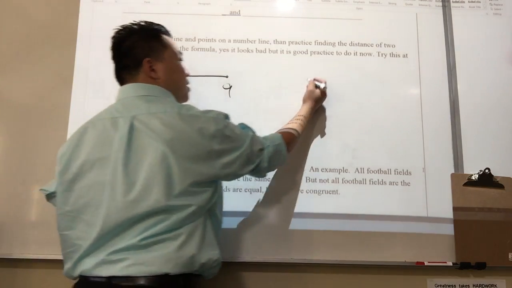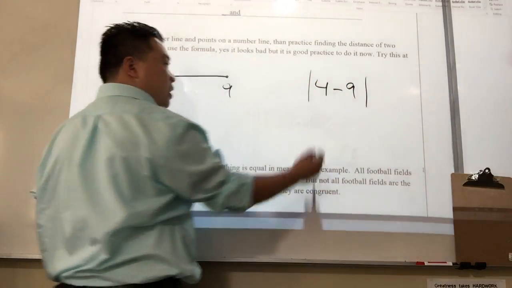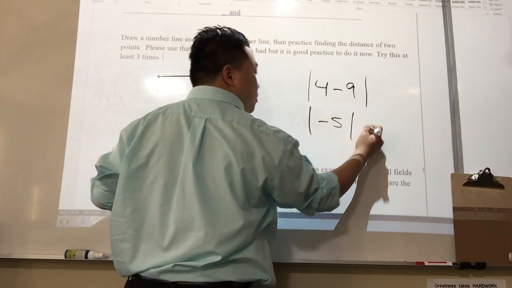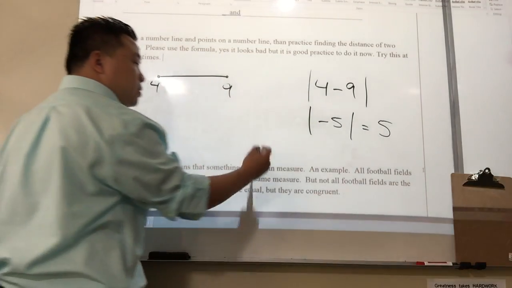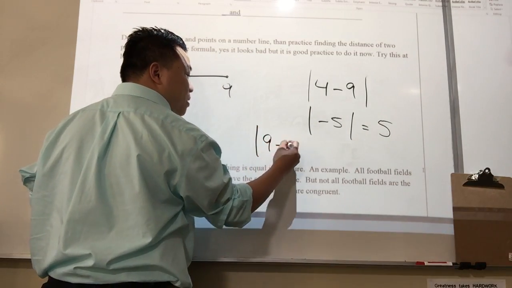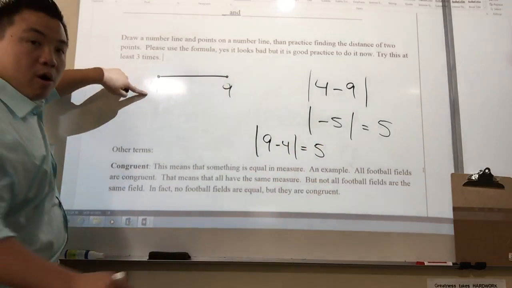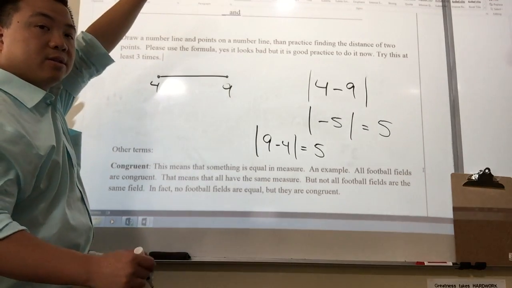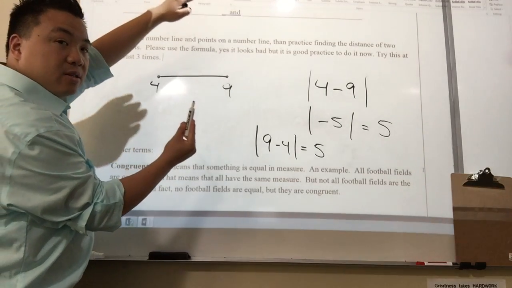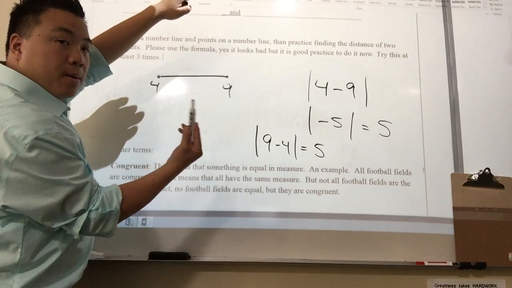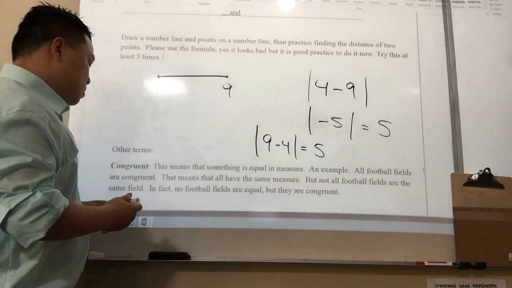To find this distance, you do the absolute value of 4 minus 9, which is the absolute value of -5, which means the distance is 5. You can also switch it around. The absolute value of 9 minus 4 is 5, okay? So it's either 4 minus 9 or 9 minus 4. Make sure you do the absolute value of it, okay?